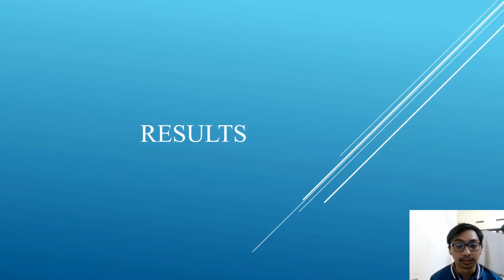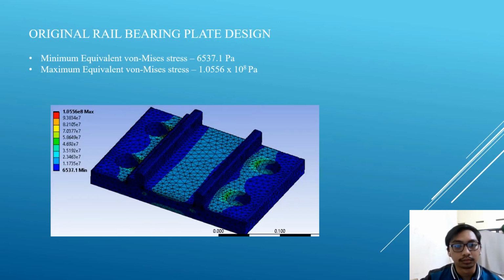Hello, my name is Jeremiah Camillus, and now I'm going to present to you the results of our project. Based on this, we can see that for the original rail bearing plate design, the maximum equivalent von Mises stress obtained was 1.0556 times 10 to the power 8 Pascal, and the minimum equivalent von Mises stress is 6,537.1 Pascal after being loaded with 50,000 Newton of load.